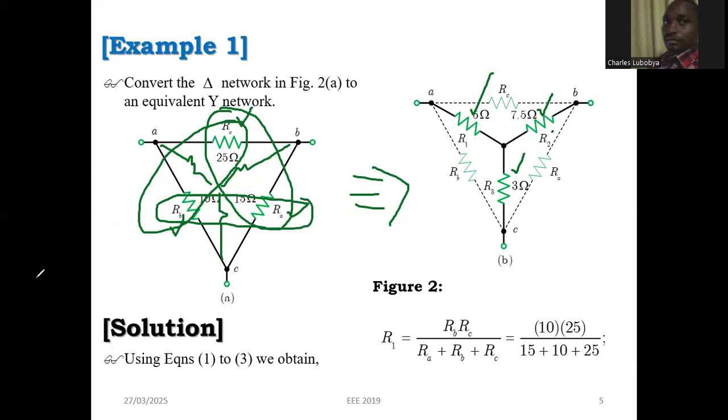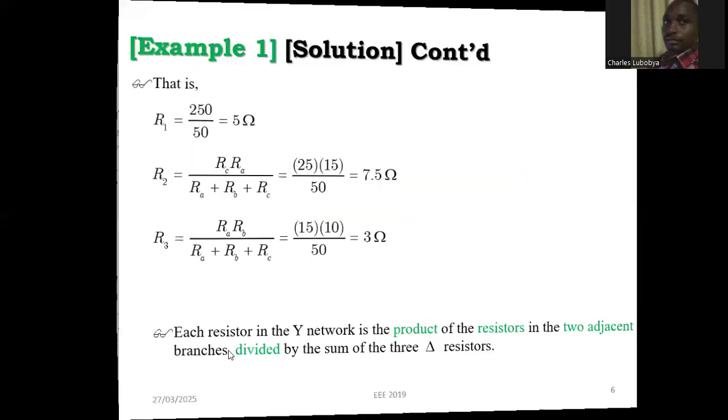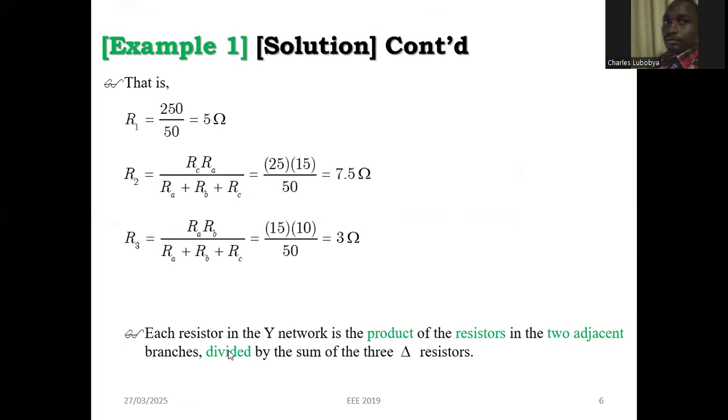Again, in the next slide, what I've done is essentially to show the calculations of these 3 resistors, R1, R2, and R3, to arrive at 5 ohm for R1, 7.5 ohm for R2, and 3 ohm for R3.